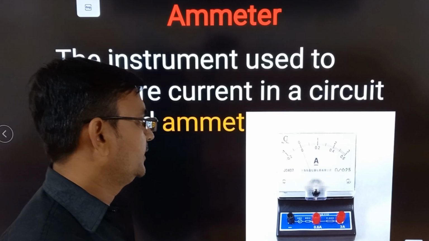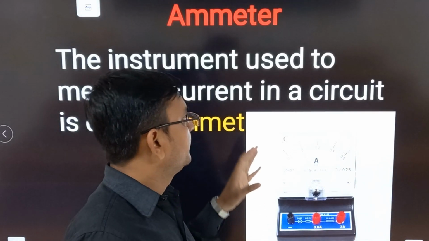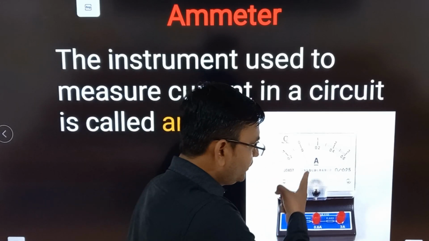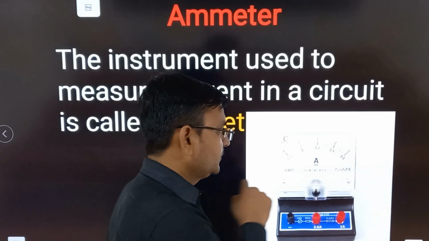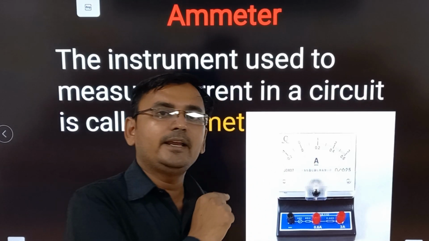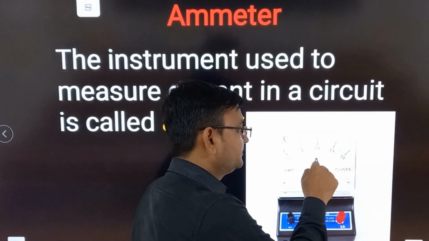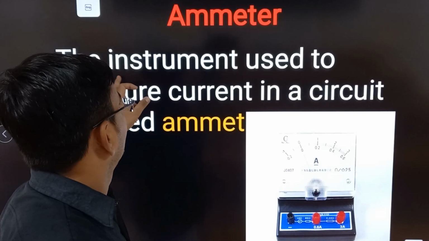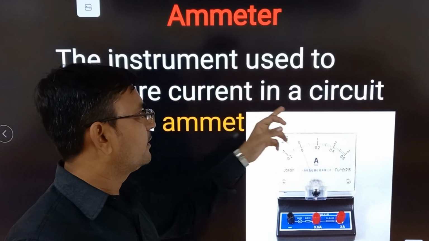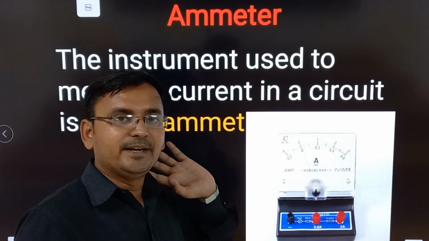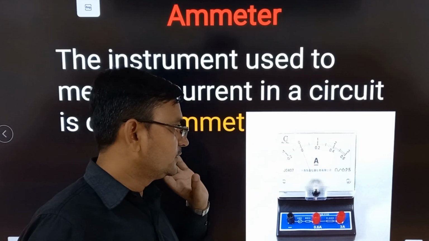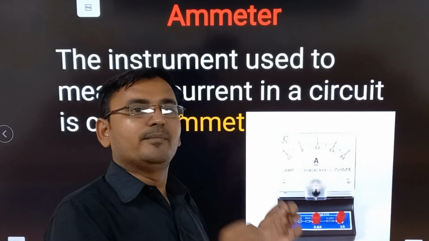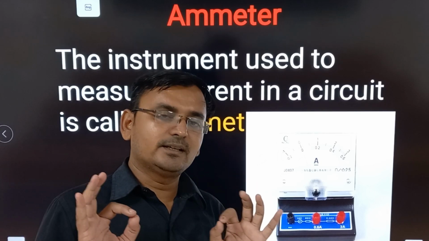Now ammeter. Here you can see one meter. This is known as ammeter. How can we decide this is an ammeter? Here you can see capital A is there. This A denotes ampere. It means this is an ampere meter. We can measure current through this meter. So the instrument used to measure current in a circuit is called ammeter. This one is the analog type ammeter. So we have to keep in mind that current can be measured by using an ammeter, which is an instrument.